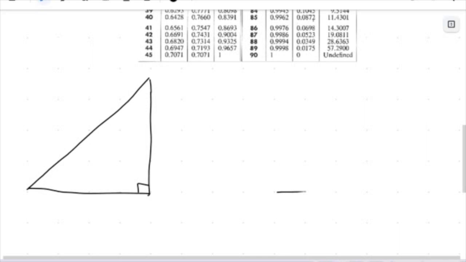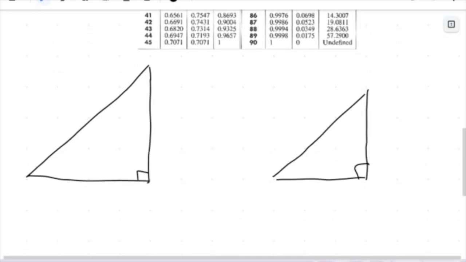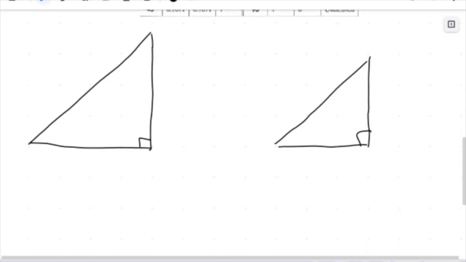So I'm drawing two triangles. They're roughly the same, at least with how I'm drawing them proportionally, but they're just a different size. Now we say that these are similar when the angles are the same. So this angle, and obviously because these are right-angled triangles, they're going to be the same. And when their sides are proportional.